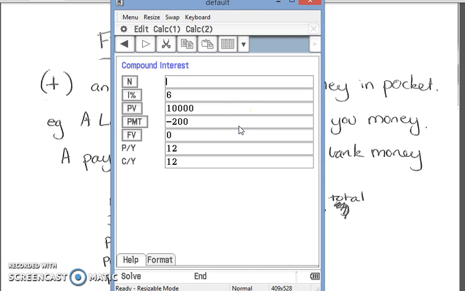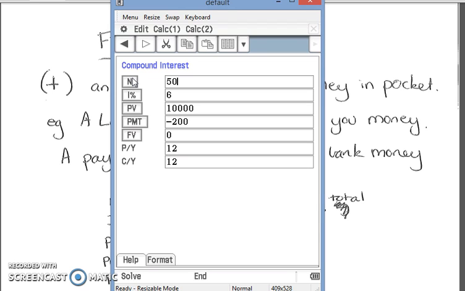Now let's have a look at an example. Say we have an interest rate increase somewhere through our loan. Here's an example: we've got $10,000 we borrowed from the bank. We want to pay it off in $200 installments, compounded monthly. The future value needs to be 0 because we want to pay it off. How long will it take us to pay it off? We find N, and it's going to take us 57.68 repayments.